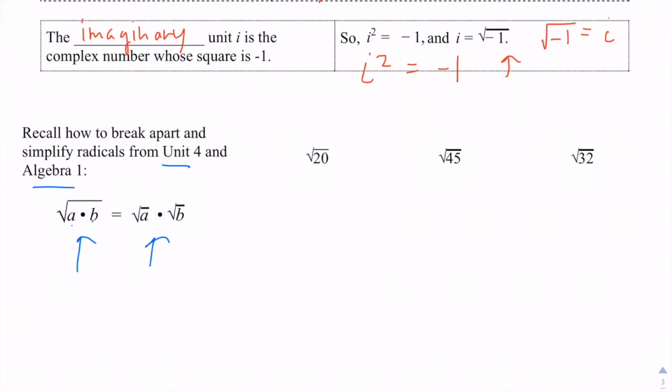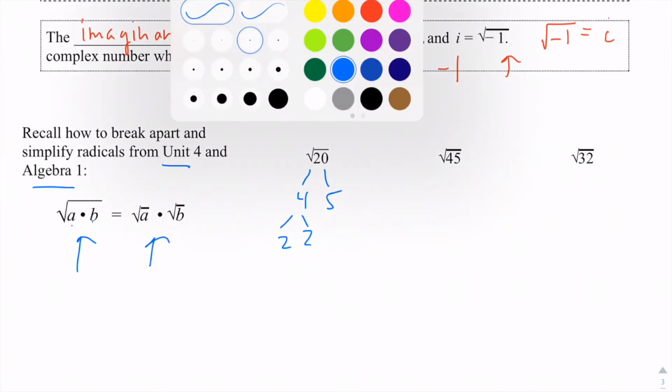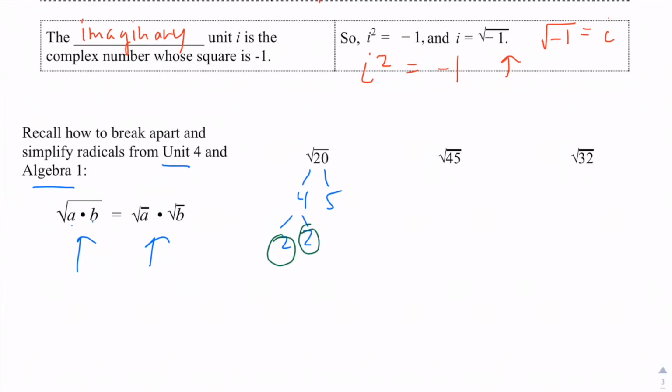So here, let's do some prime factorization, and we get 4 and 5, and 2 and 2. If you remember from Unit 4, we were looking for pairs. I have a pair right here with the 2 and the 2, so I can break this apart into the square root of 2 squared times the square root of 5. The square and the square root cancel out, so that gives me 2 times the square root of 5, which we can also write as 2 square root of 5.